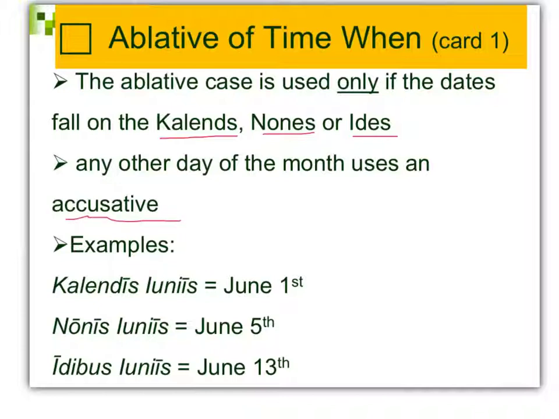So here are some examples of ablative time when. Calendis Juniis would be June 1st. Nonis Juniis would be June 5th. And Idibus Juniis would be June 13th.